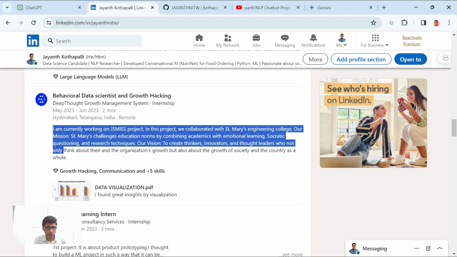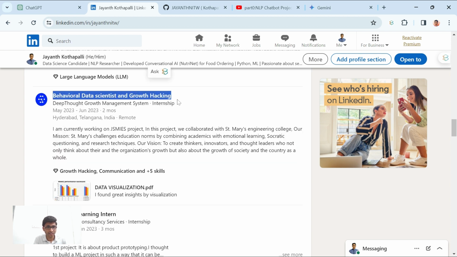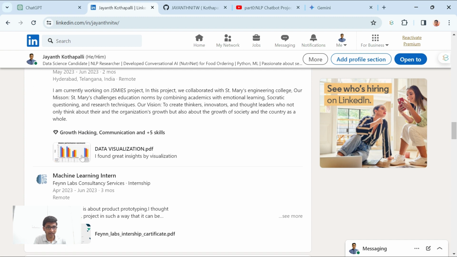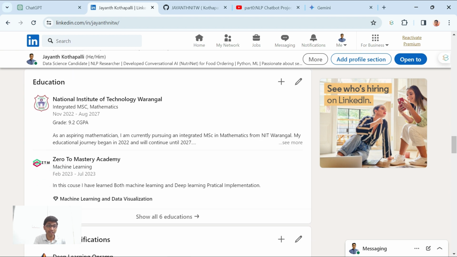I wanted to tell you that at every experience section, I wrote what it is and what I have done there. This is a certificate at FenLab. This is my starting internship. And next, the education section.